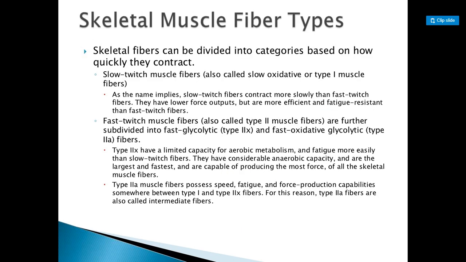Here are the skeletal muscle fiber types. Skeletal fibers can be divided into categories based on how quickly they contract. Slow twitch muscle fiber, also called slow oxidative or type 1 muscle fiber. As the name implies, slow twitch fibers contract more slowly than fast twitch fibers. They have lower force output but are more efficient and more fatigue resistant than fast fibers. The fast twitch muscle fibers, or type 2 muscle fibers, are further subdivided into the fast glycolytic and the fast oxidative glycolytic fibers.